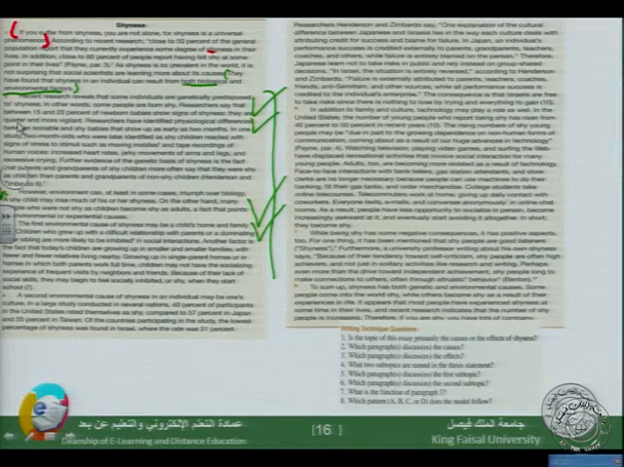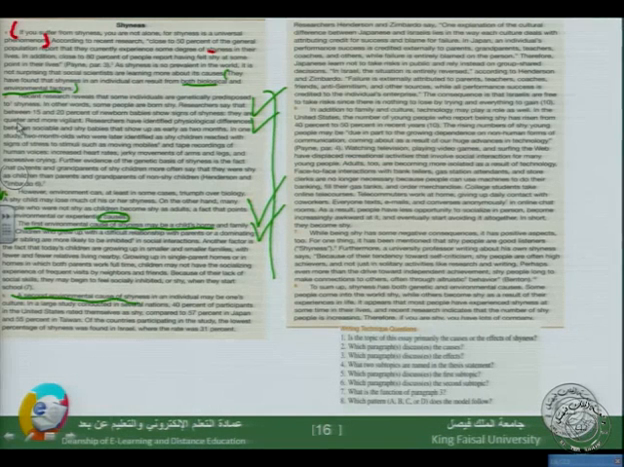Okay, let us read the whole environmental paragraph. However, environment can, at least in some cases, triumph over biology. A shy child may lose, this is subordinating details, much of his or her shyness. On the other hand, many people who are not shy as children become shy as adults, a fact that points at environmental or experiential causes. It talks about causes. So what do you expect the following passage to talk about? The first environmental cause. Let us read. The first environmental cause of shyness may be a child's home and family.